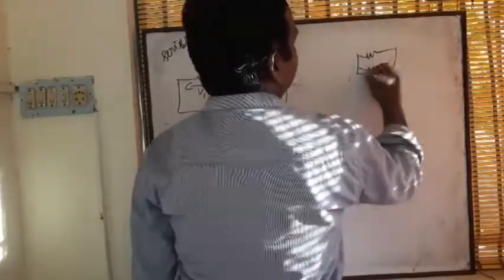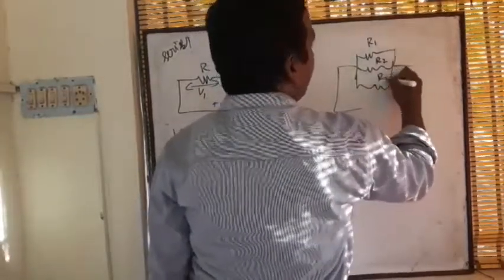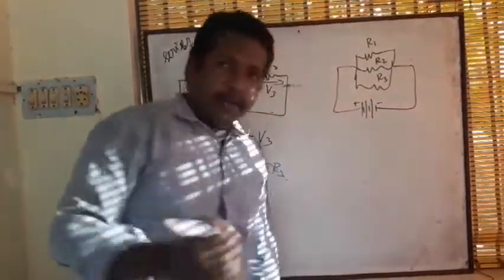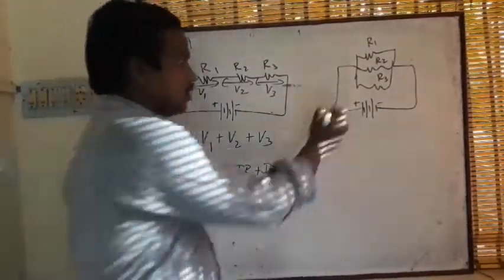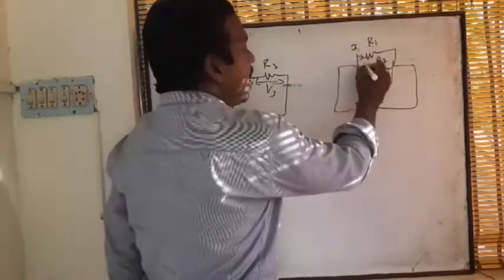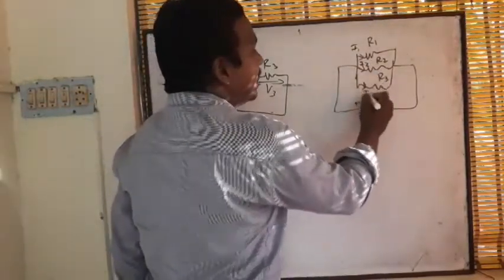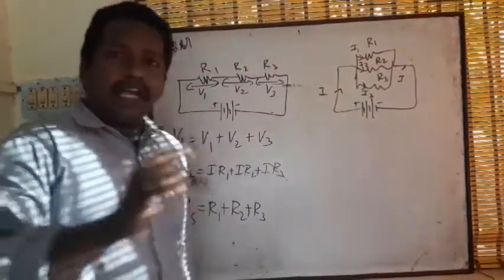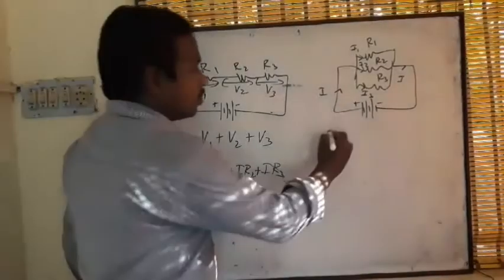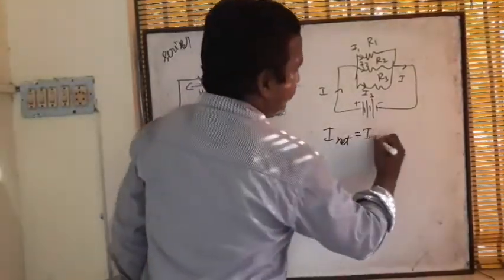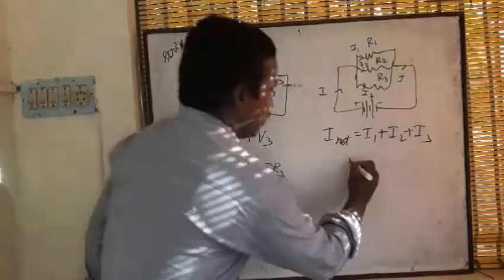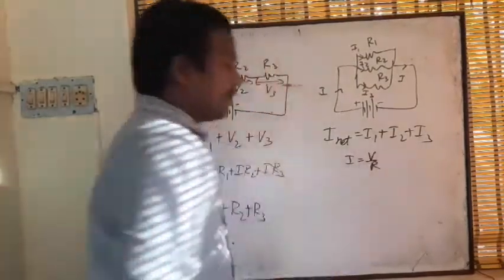The same way, I am going to connect 3 resistances in parallel, R1, R2, R3. In parallel, voltage is constant. Here there is I1 current, I2 current, I3 current. From the battery, current I comes in, and I goes out, but in between it splits into I1, I2, I3. So the total current I is I1 plus I2 plus I3. I is equal to V by R according to Ohm's law.